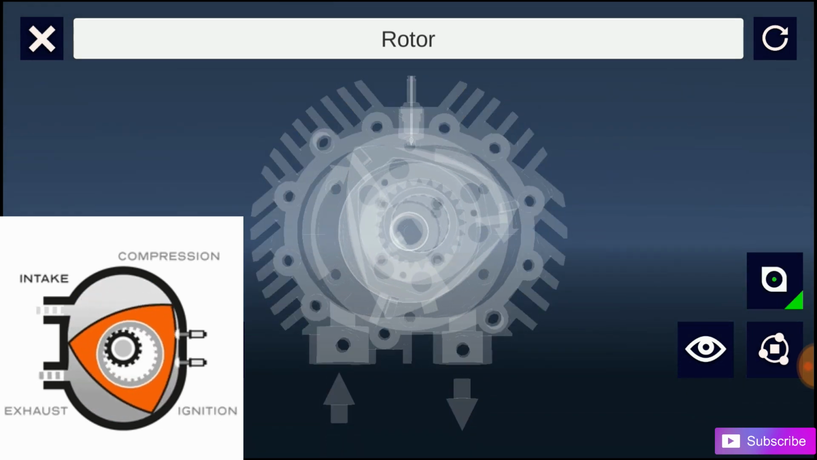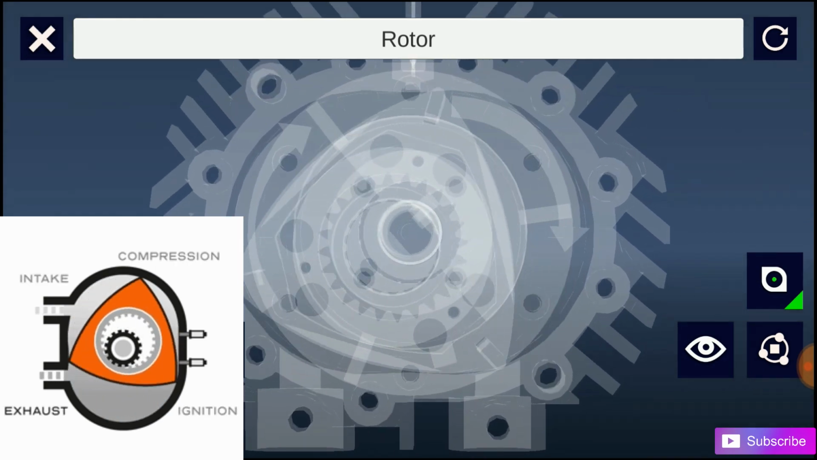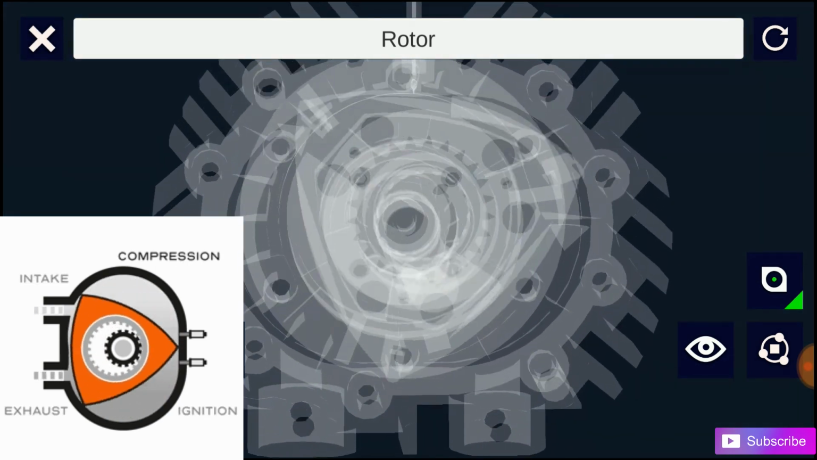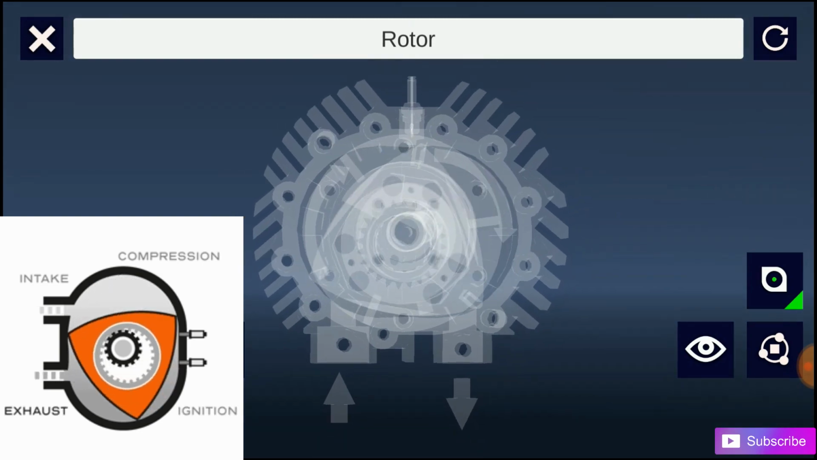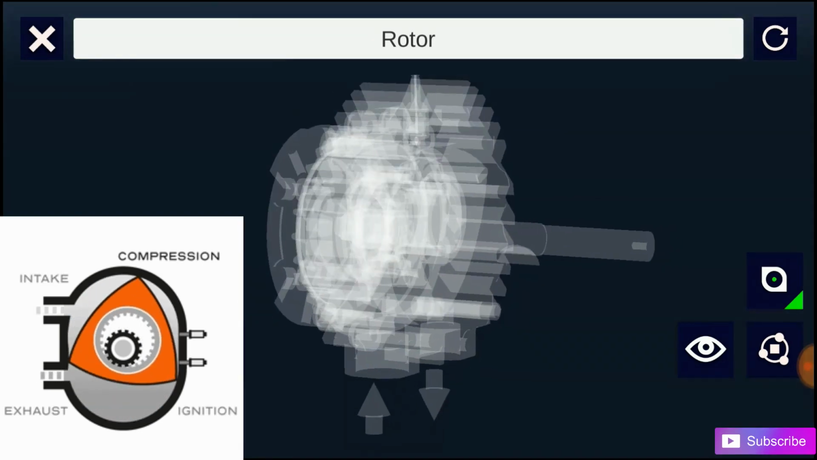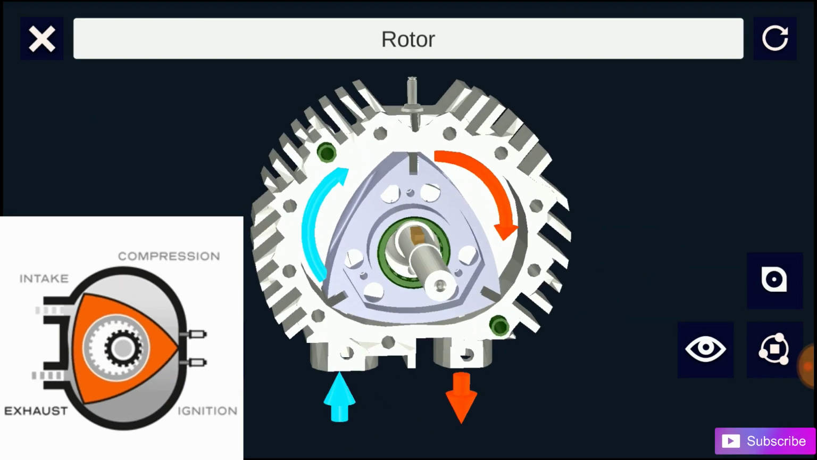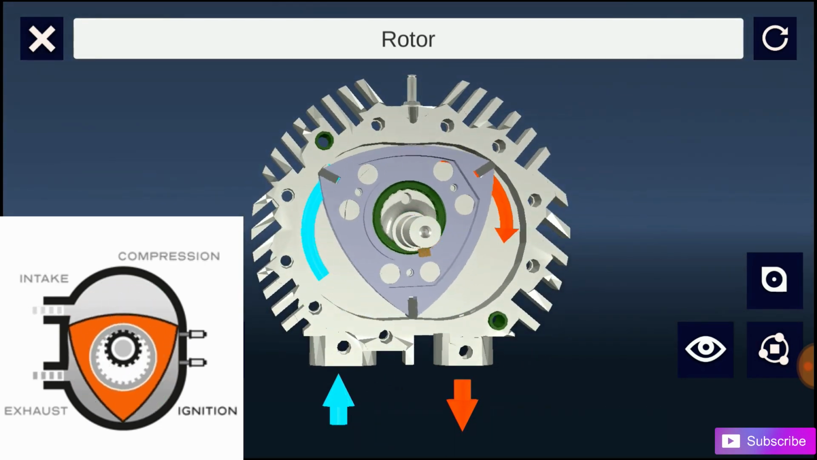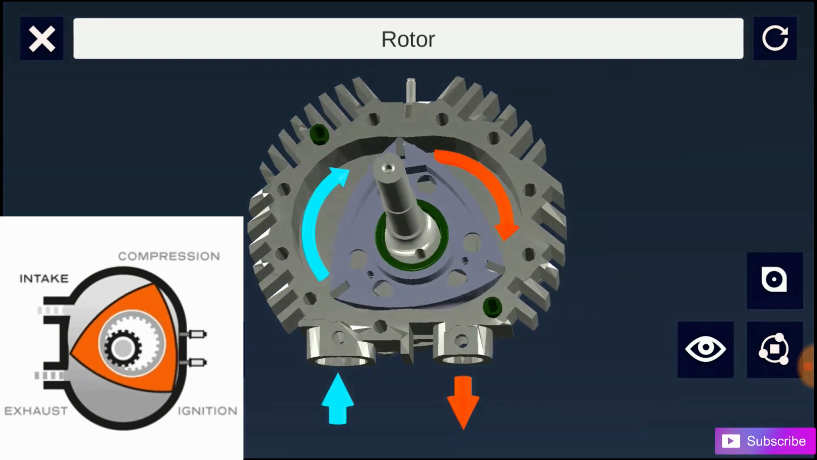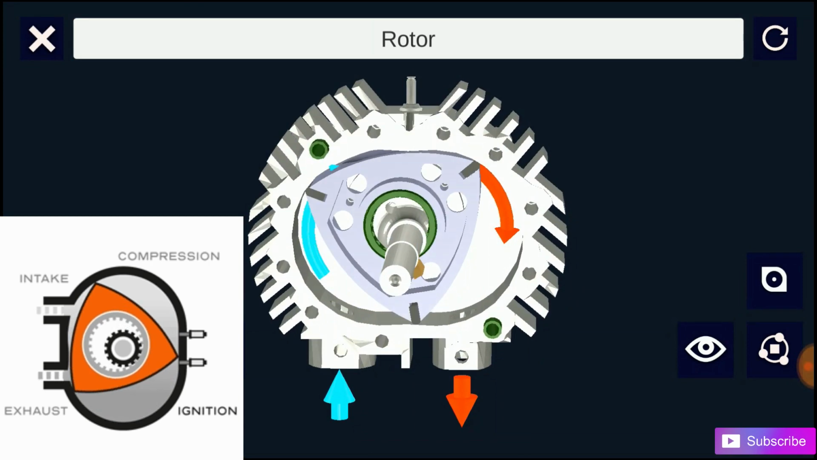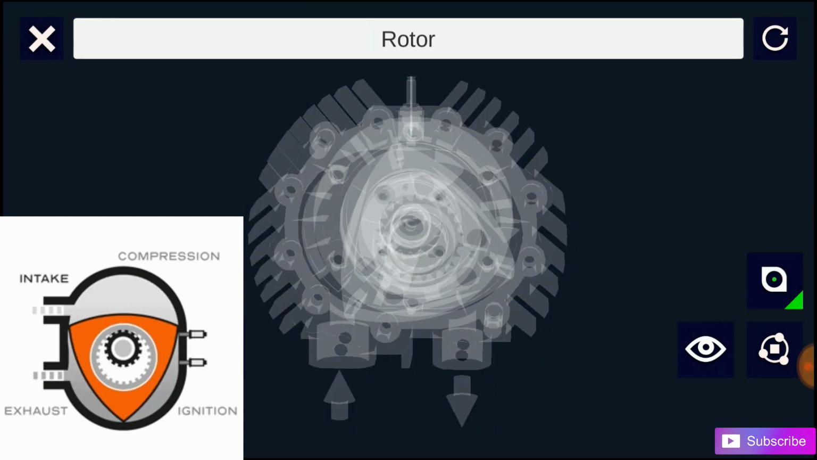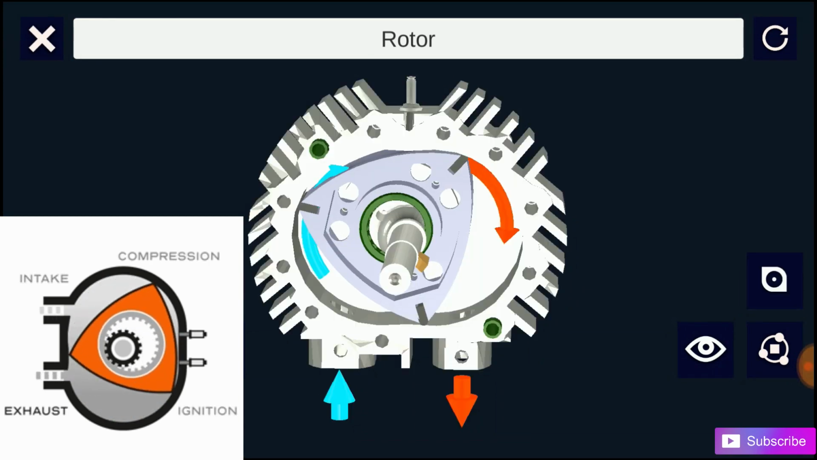The fresh charge gets compressed due to the shape of the engine by the time it reaches the spark plug. When the spark plug ignites, the highly compressed mixture expands explosively. The pressure of expansion pushes the rotor in the forward direction. This happens until the first corner passes through the exhaust port to let out the gas.